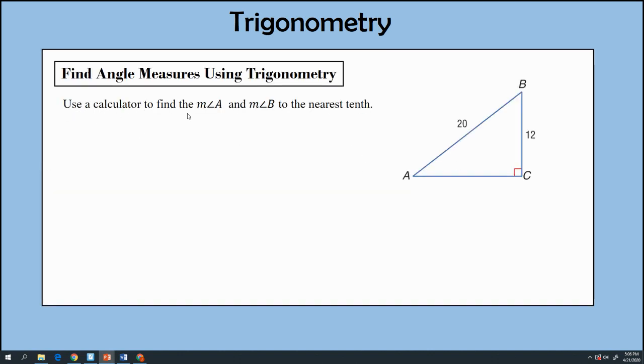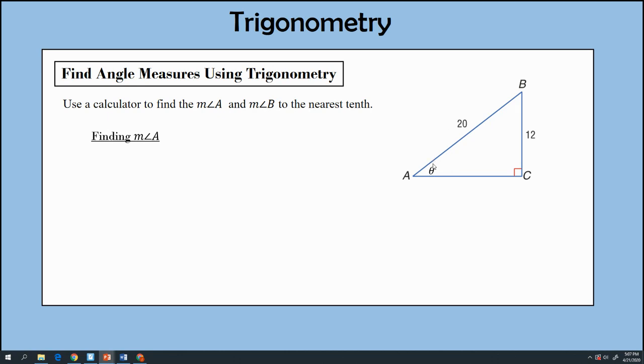Okay, so they're asking us to find the measure of angle A and B. Notice now we're given 2 side lengths, but we don't know the measures of angle A and B, but we know it's a right triangle. Okay, so we can use our trig ratios to figure out the measures of A and B. So let's find the measure of angle A. That means our theta, as we work off of this, is angle A.